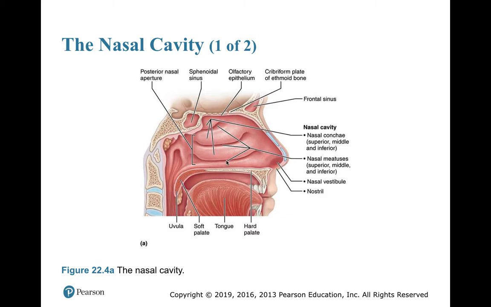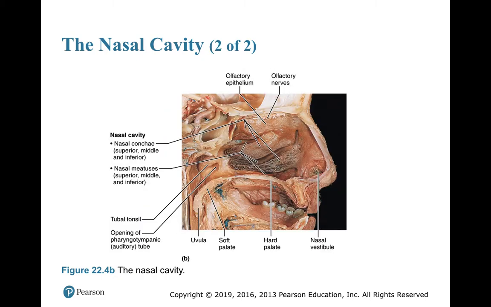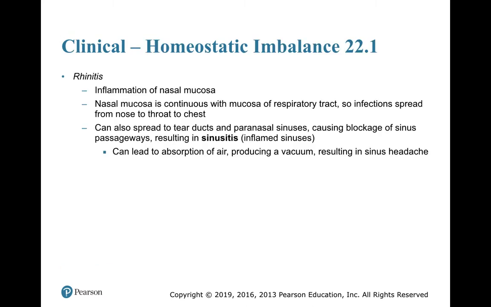So here are those conchae and the meatuses between them. Give you a fold-like structure, so air doesn't just go flying right through. It gets in here and gets caught in turbulence, which helps warm it, moisten it, and filter anything out of it. And here is a cross-section of a person's face, deceased person, cadaver.